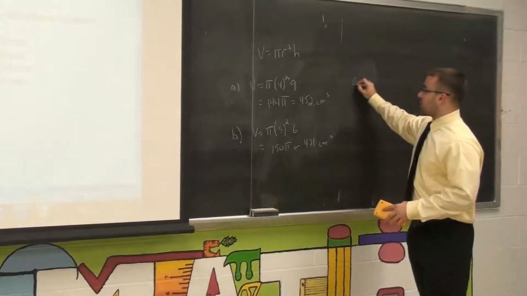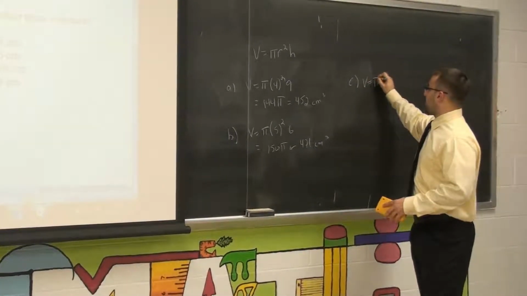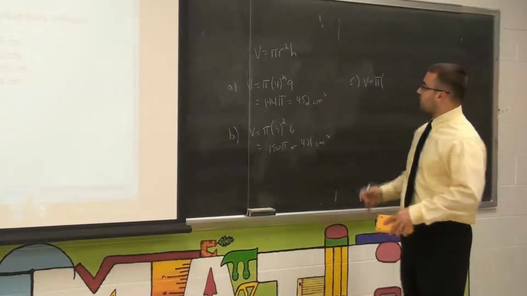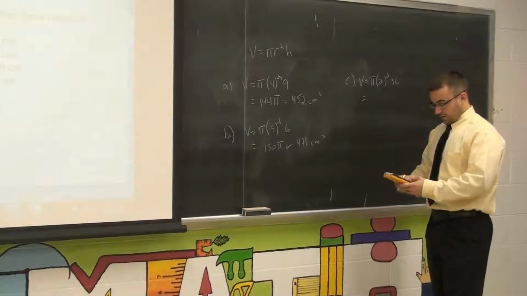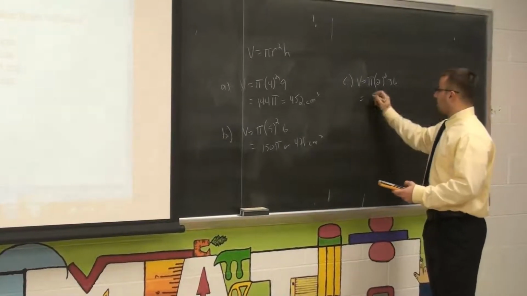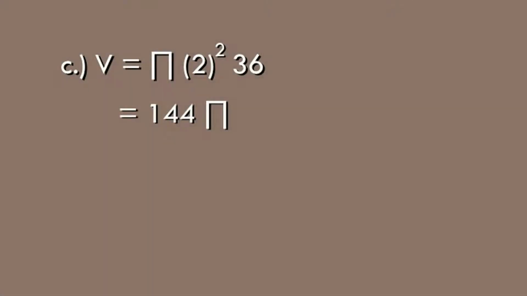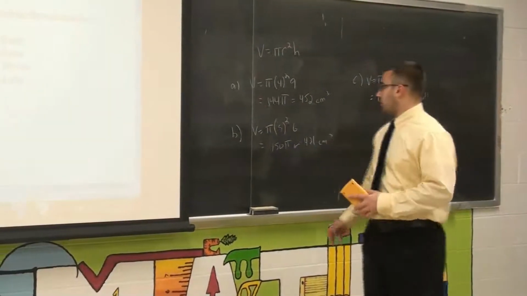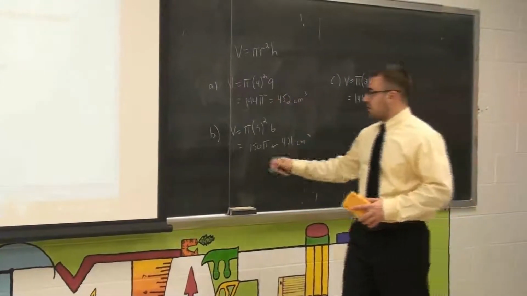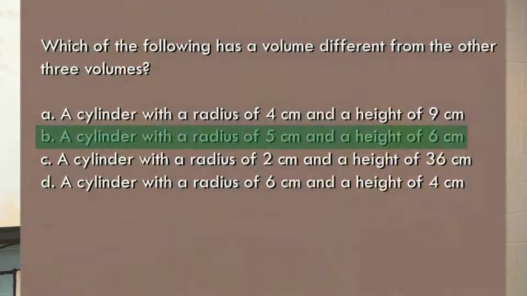So let's move over here. I'm going to go to C. Again, always write down your formula. In our third scenario, we have a radius of 2 and a height of 36. When we do this, 4 times 36, we actually get 144 pi, or 452 cubic centimeters. So our answer, in terms of which one has a different volume, we can automatically infer based on our result that B would be the correct answer.